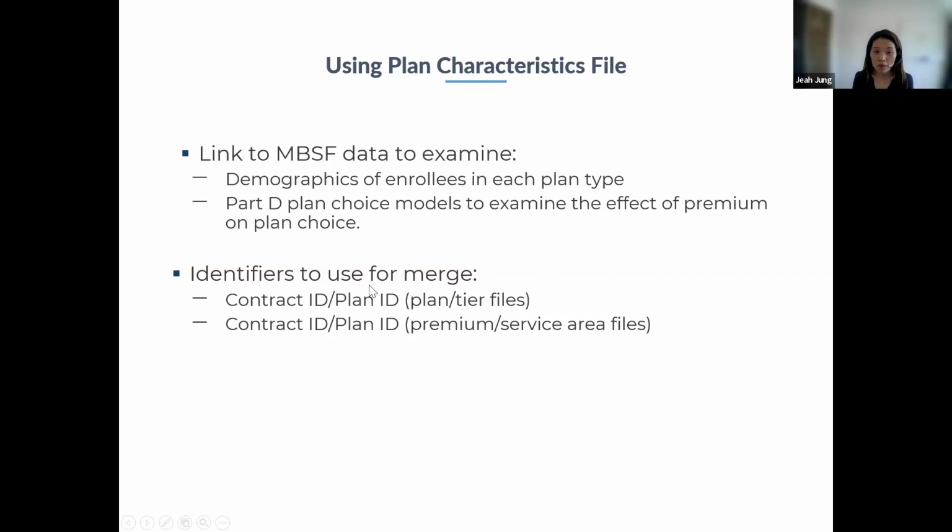So when you merge these two different files, the plan characteristics file with others, what variables do you use? So plan tier files, you will probably use contract ID and plan ID. And also, for premium service area, you might actually use a segment as well. But if you actually aggregate into some level the premiums, then you can use contract ID and plan ID.